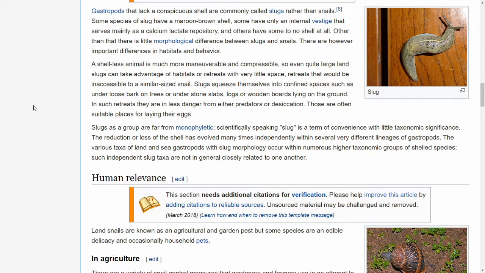New words. Slugs as a group are far more monophyletic. Scientifically speaking, slug is a term of convenience with little taxonomic significance. The reduction or loss of the shell has evolved many times independently within several very different lineages of gastropods. The various taxa of land and sea gastropods with slug morphology occur within numerous higher taxonomic groups of shelled species. Such independent slug taxa are not in general closely related to one another.